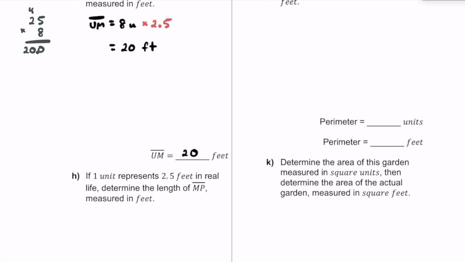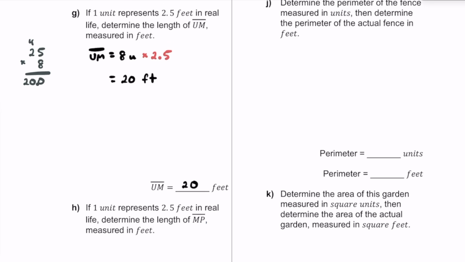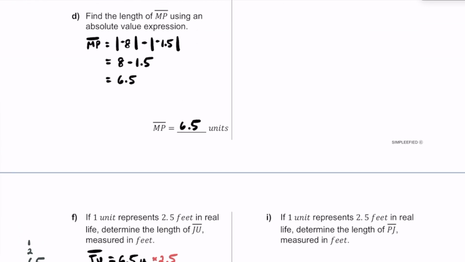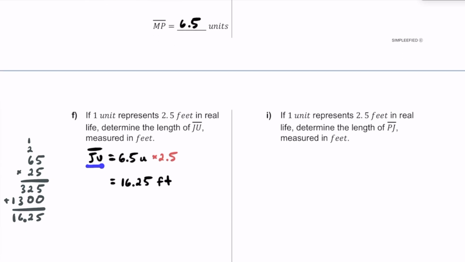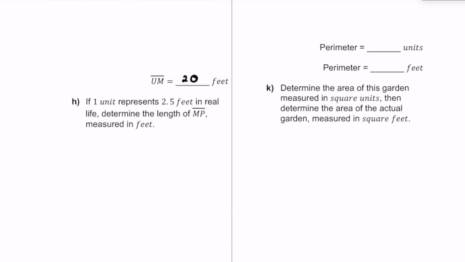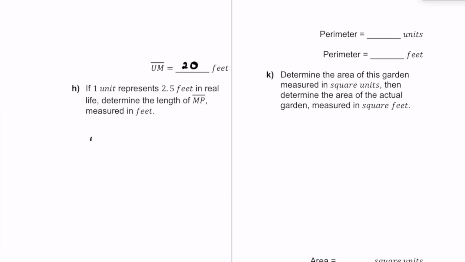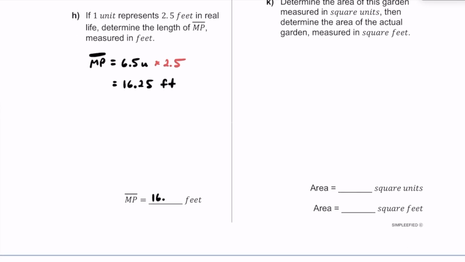The next one we have here is going to be MP. Now MP, keep in mind, is going to be the same thing as JU. So if we take a look at what we had for JU just a moment ago, we got 16.25 feet, right? And so the work here is going to be basically the same. So totally up to you how you want to kind of think about this, but it's going to be 6.5 times 2.5. You don't have to do the calculation, but you can still write the work down, right? So MP is going to be 6.5 units. Multiply that by 2.5, and we can say that's just equal to 16.25 feet here. So we can go ahead and write that segment MP is going to be 16.25.